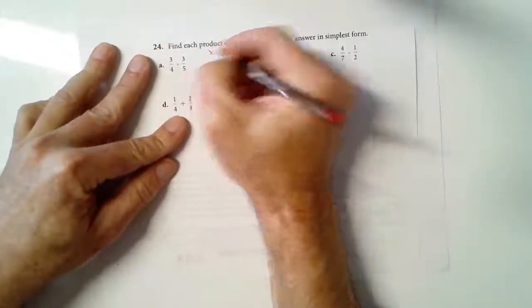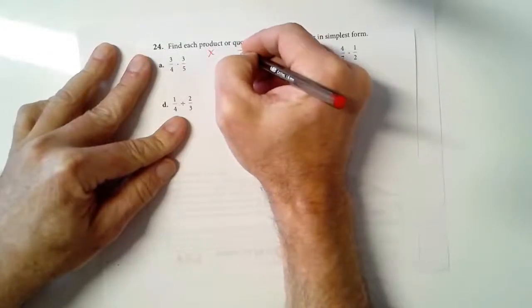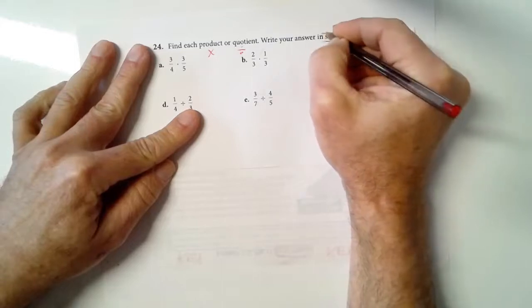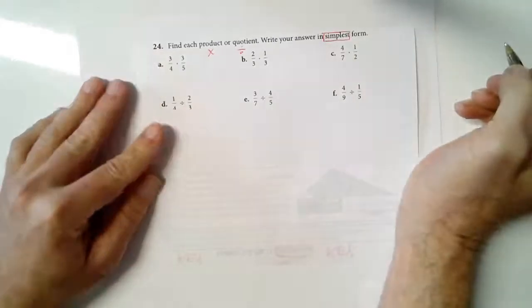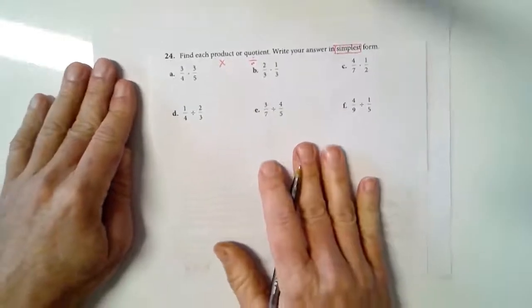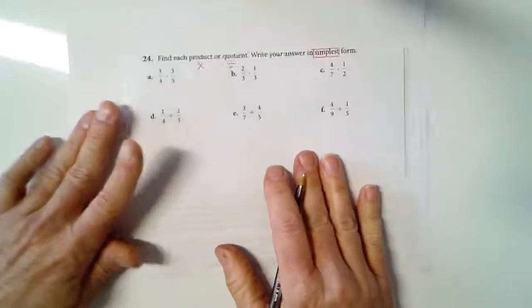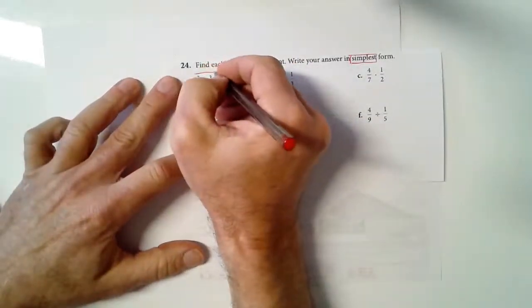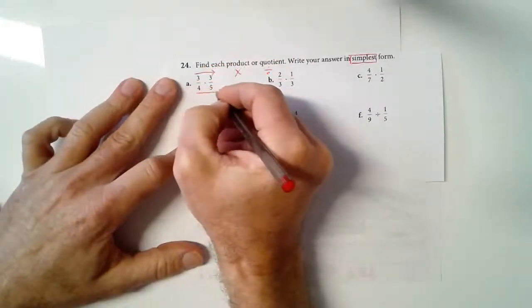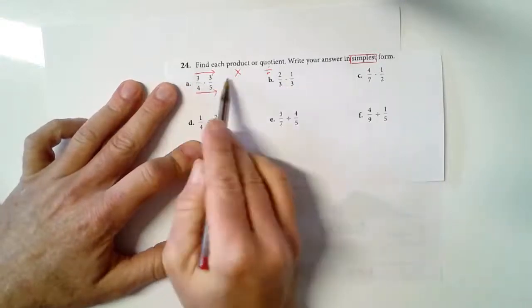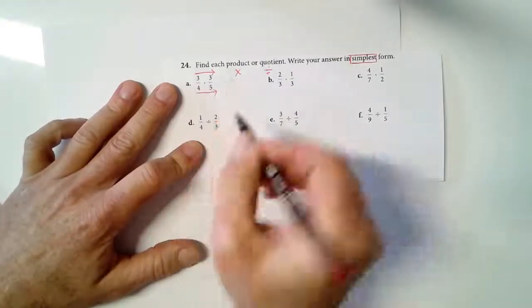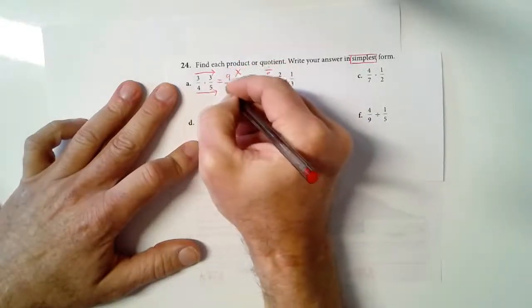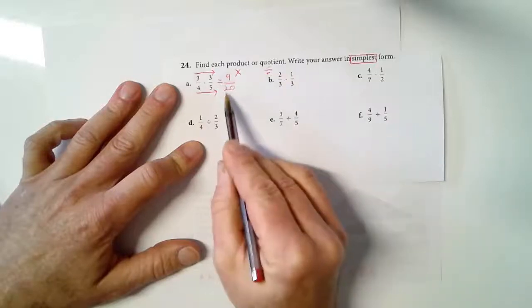Product means we're multiplying. Quotient means we're dividing. And we're looking to write the answer in simplest form. Very important word. We have lots of room here. So you may remember from some previous math class, hopefully, that when you're multiplying, you just multiply the numerators and multiply the denominators. Now we have a fraction.